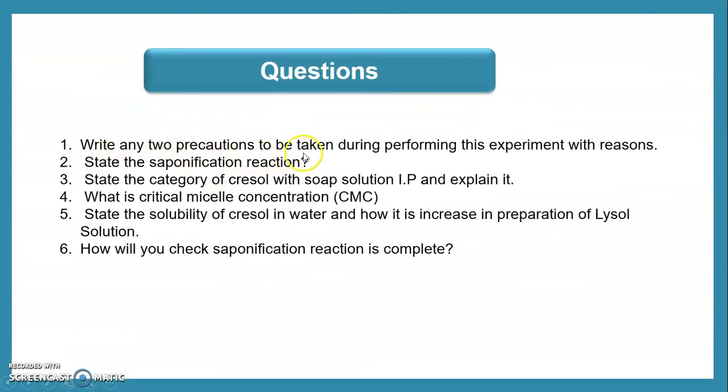Write any 2 precautions to be taken during performing this experiment with reason. There are some precautions that should be mentioned. First of all, Cresol is not soluble in water. We have to make a soap solution with the help of KOH, and then Cresol becomes soluble in water. And the second care is to heat the mixture of oil and alkali on the water bath. This care should be taken.